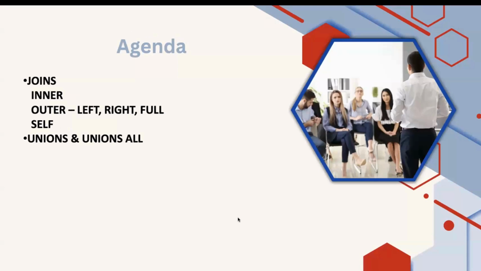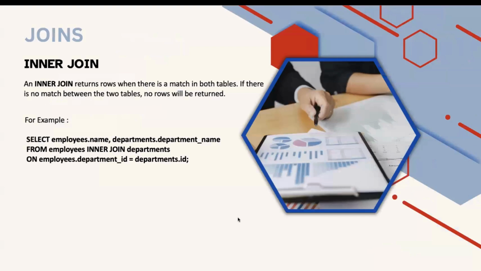So in today's agenda, we are learning about joins and UNION and UNION ALL. In joins, we will learn about inner, outer and self joins. In the outer join, there are the left, right and full joins also. That we will also cover in this video. And we will also cover UNION and UNION ALL. So let's start with the joins.